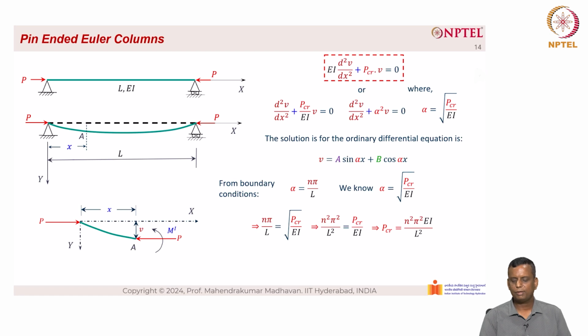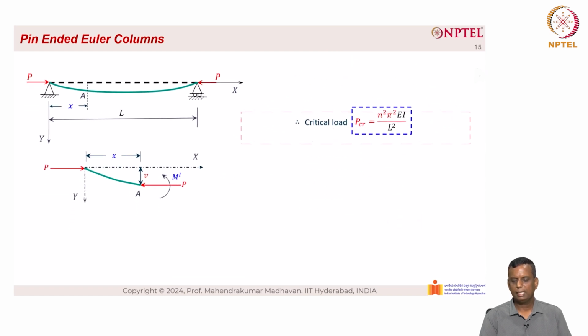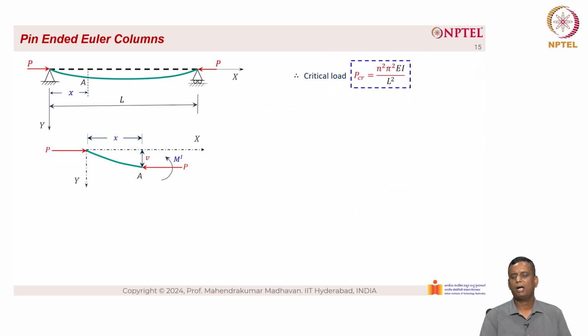The objective here is to find out the P critical. So P critical is equal to n square pi square EI by L square. So the critical load is given as n square pi square EI by L square. Here, n represents the number of half sine waves in which the column buckles. For n equal to 1, we get one single curve, which is a half sine wave. When n equal to 2, we have two curves, which is basically an S-shaped curve. When n equal to 3, we have three curves: one half sine wave at the top, another half sine wave on the left side, and another half sine wave at the bottom.